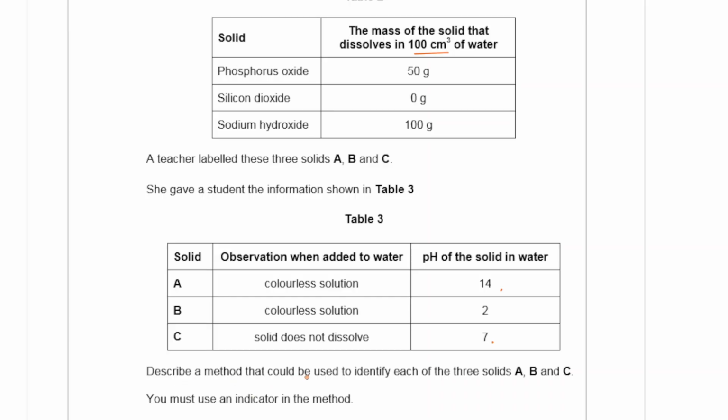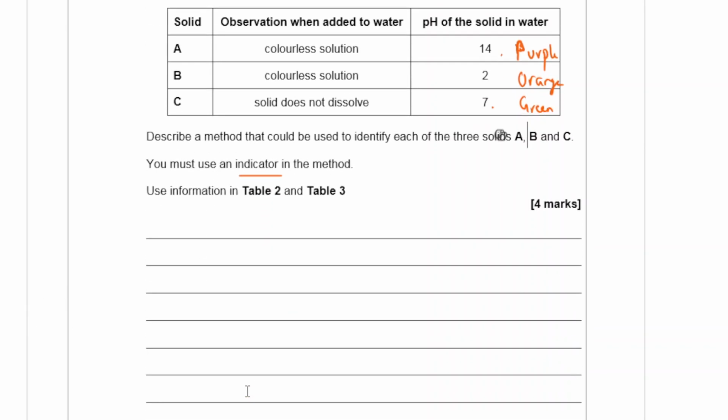Describe a method that you could use to identify each of the 3 solids A, B, and C. You must use an indicator in the method. Now, if you're using an indicator, you would use something like a universal indicator. The reason is, if you use a universal indicator, this would color the solution. If you add a universal indicator, it should turn purple. This should turn orange or red, and this should be green. So 4 marks, right? Again, for the 3 marks, they actually gave much more space than for this.